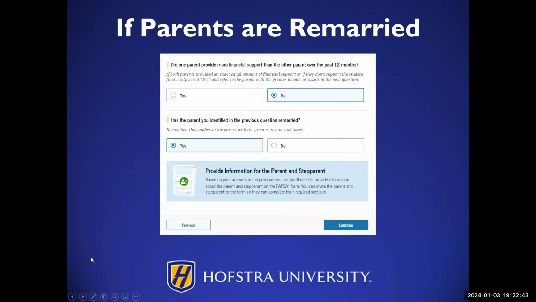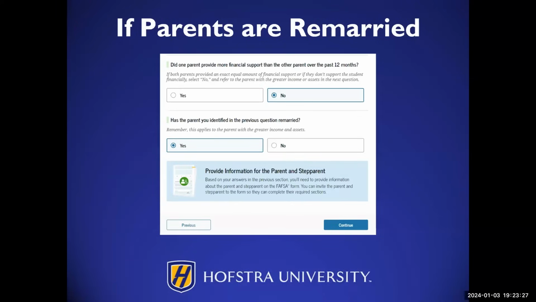So if parents are remarried, if this is a circumstance that you are currently in. Did one parent provide more financial support than the other parent over the past 12 months? So if both parents provided an equal amount of financial support, or if they don't support the student financially, select no and refer to the parent with greater income and assets in the next question. Has the parent you identified in the previous question remarried? If the answer is yes, and again, this is if they have equal contributions to the student, you would use the parent that has the greater income and assets when it comes to filing the FAFSA.